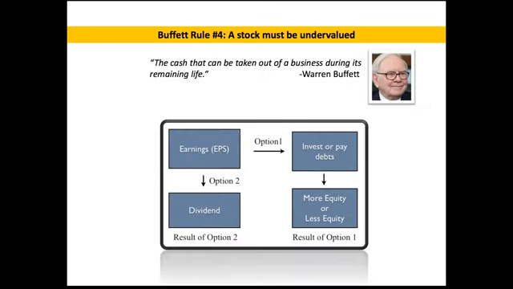So what does that mean? When he says the cash that can be taken out of a business during its remaining life, what does he mean by that? Well, when he's assessing that cash that can be taken out of the business, what he's actually referring to is, if I could take all the profit that the company's going to make over X number of years that I would own it, how much would that add up to?